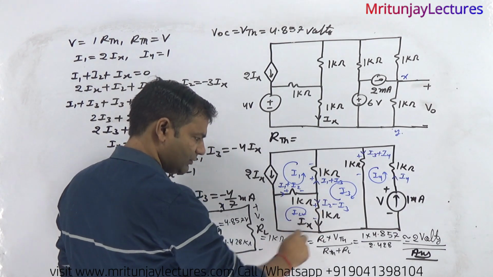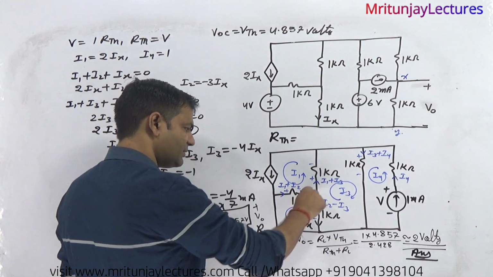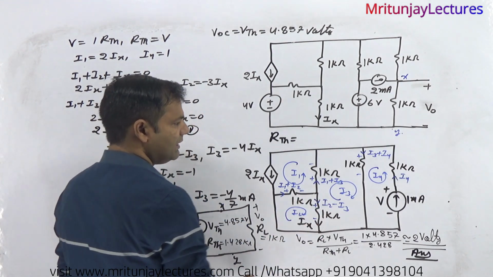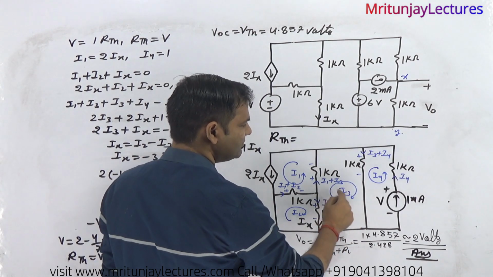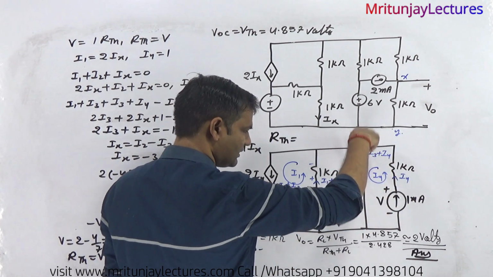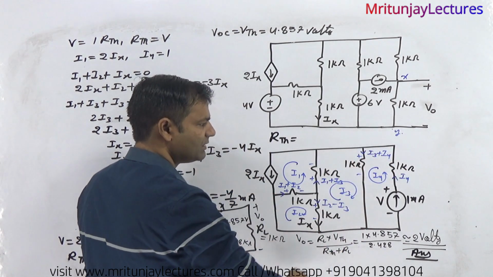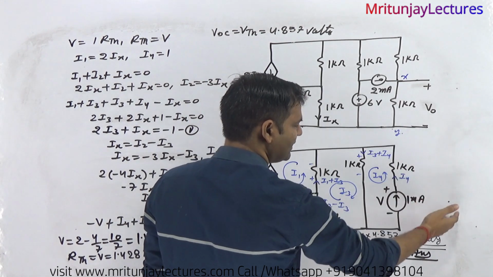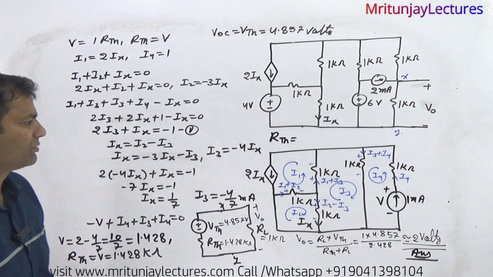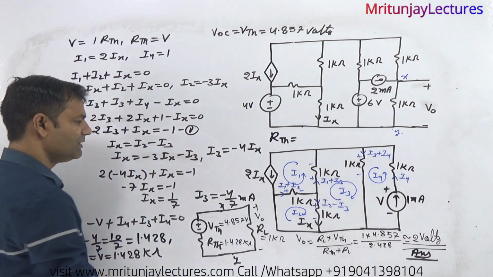Now here I2 like this one, I3 opposite to I2. So if you consider this one dominant, then the branch current is I2 minus I3. Here I3 like this one and I4 like this one, so both loop currents are in the downward direction, so the branch current is I3 plus I4. And here there is no other loop current, so the branch current and loop current are the same, so I4 in this branch. Clear? Now apply KVL in this loop.